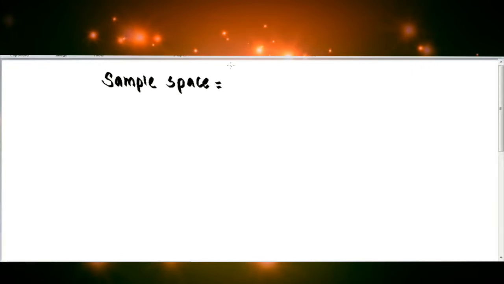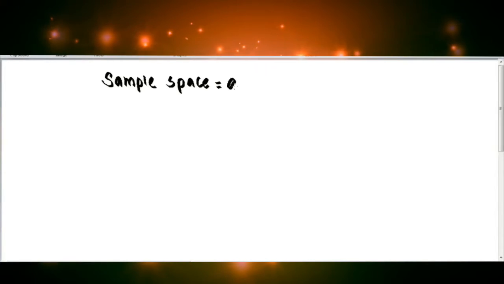Hello everyone, today I will discuss Combined Mathematics Chapter 7, Probability 2. For this chapter, first I will explain sample space. So what is meant by sample space? Sample space means all the possible outcomes.